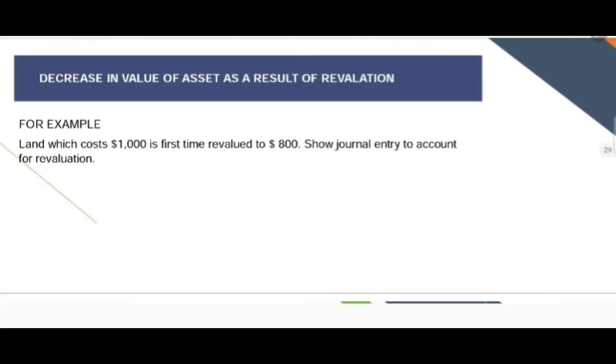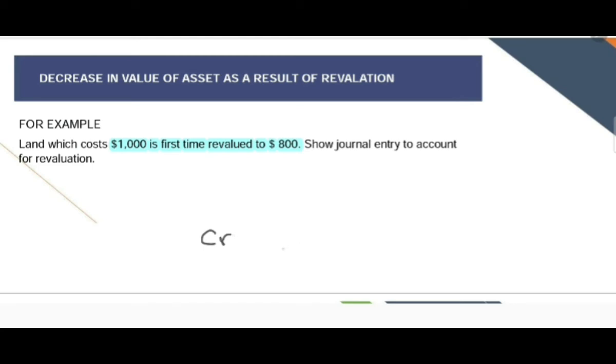Then another case where there is a decrease in the value of the asset as a result of the first revaluation. As a result of the first revaluation means the first time you have revalued the asset, and as a result of such revaluation, the value of the asset has decreased. Land which cost 1000 is revalued for the first time to 800. In that case, what should be the entry?